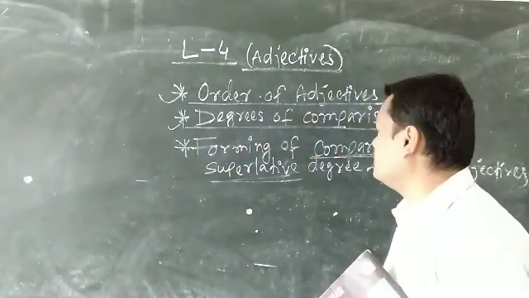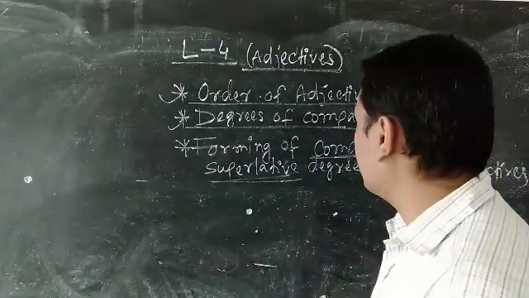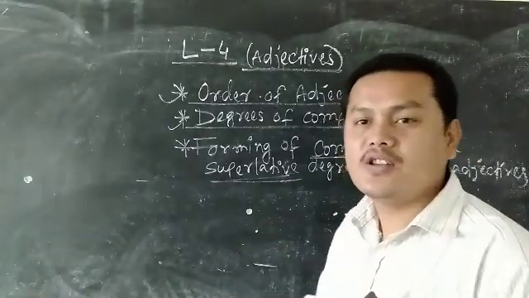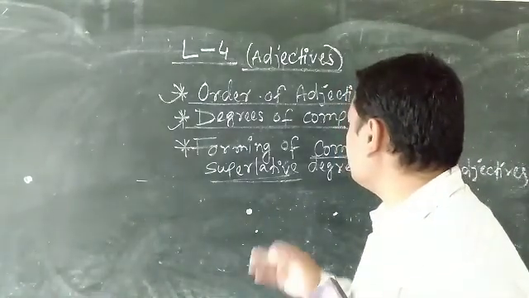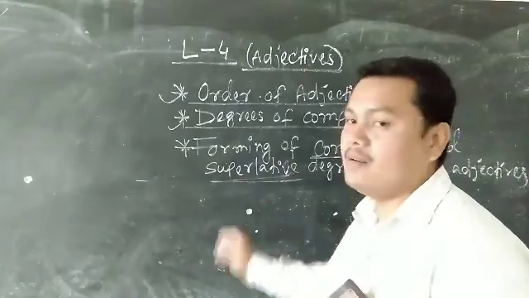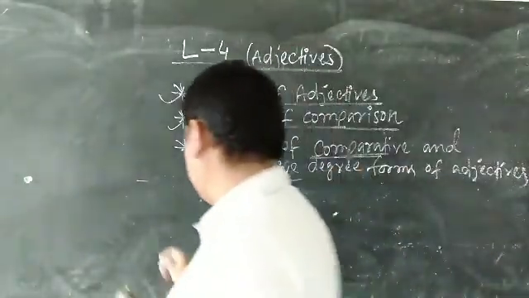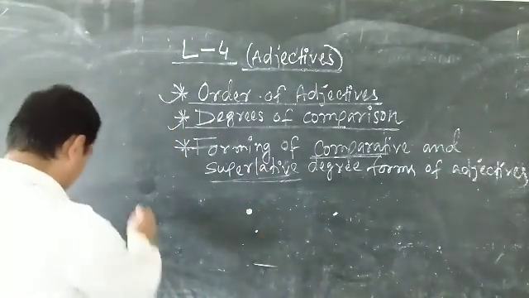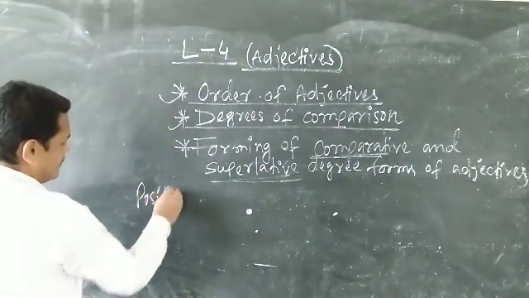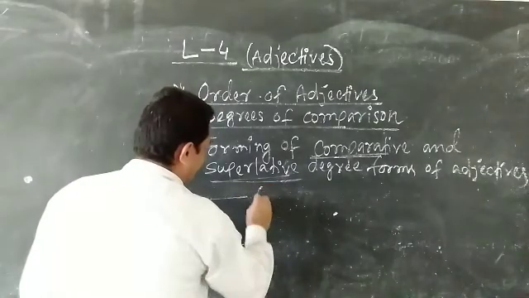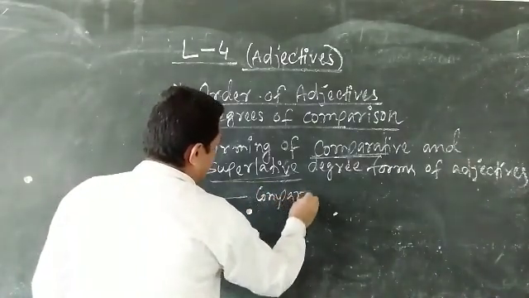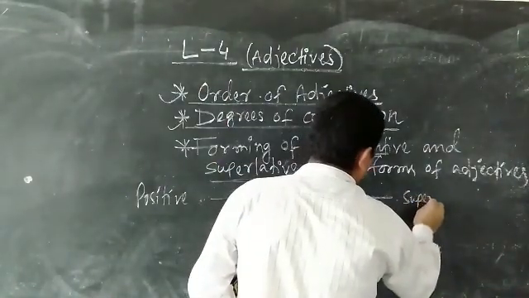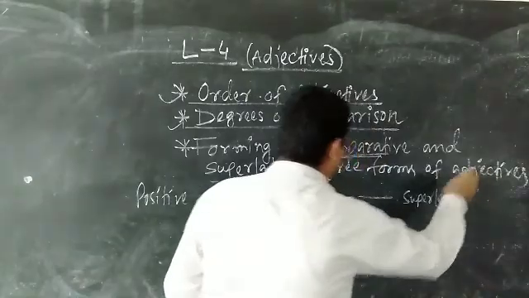among the group, the best or worst one. So there is a certain rule, or there are some certain rules, of writing adjectives in comparative and in superlative degree. Let's see. Even if positive degree is not mentioned here, let me write positive degree, then comes comparative degree, and then we have superlative degree.